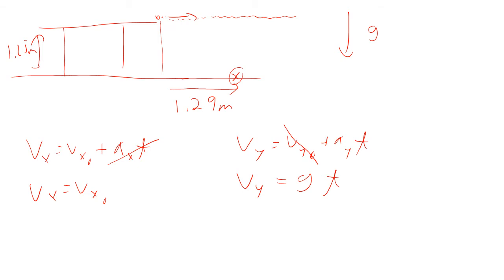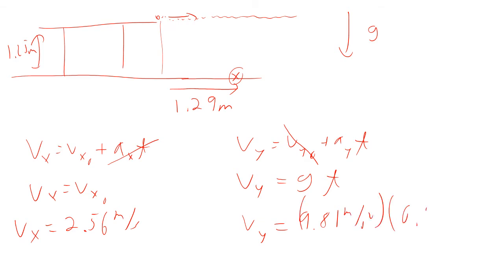So that means that Vx remains 2.56 meters per second. It means that Vy is going to be 9.81 meters per second squared times 0.505 seconds. So Vy is going to be equal to 4.95 meters per second.